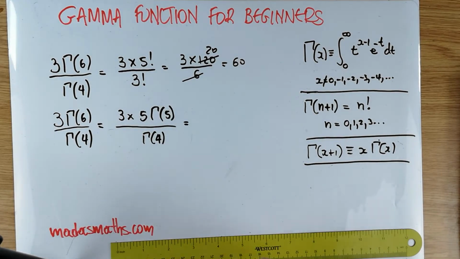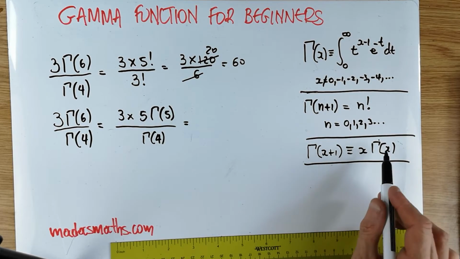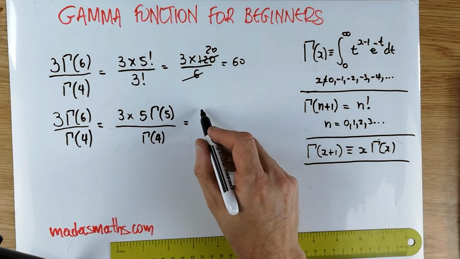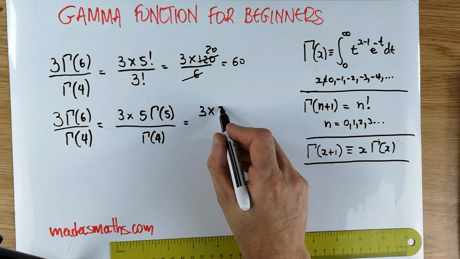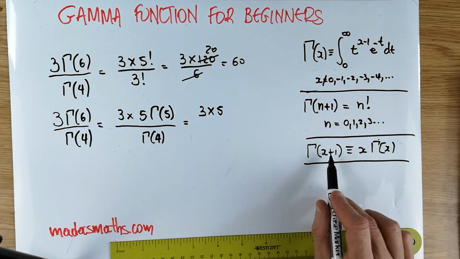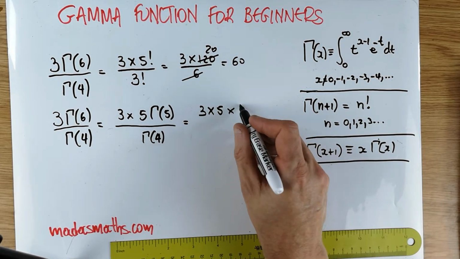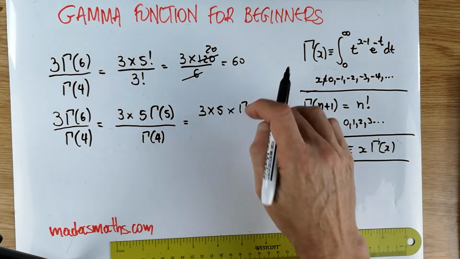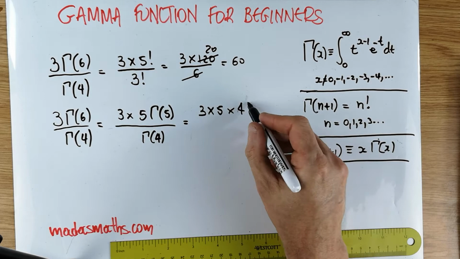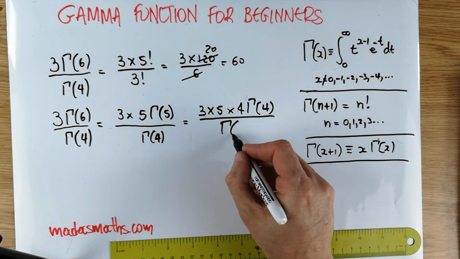I can reapply this formula now for the recurrence relationship between gamma of x plus 1 and gamma of x, and say that is 3 times 5. I know I can write 15 there, perhaps I should have done. But the gamma of 5, to get a 5 here, it'll be 4 gamma 4. So that's 4. Oops, I didn't write the 4, because I do stupid things sometimes. 4 gamma of 4 divided by the gamma of 4.